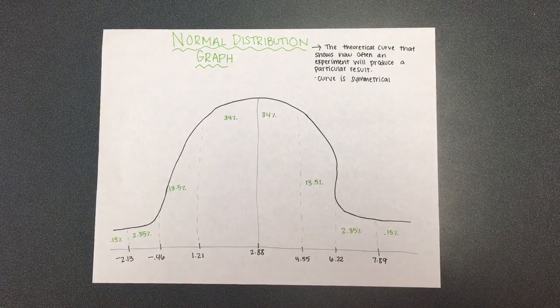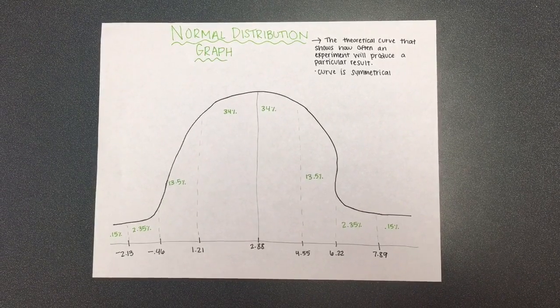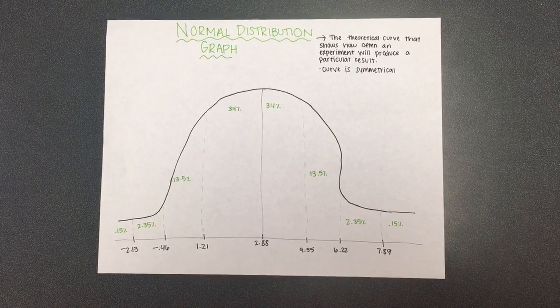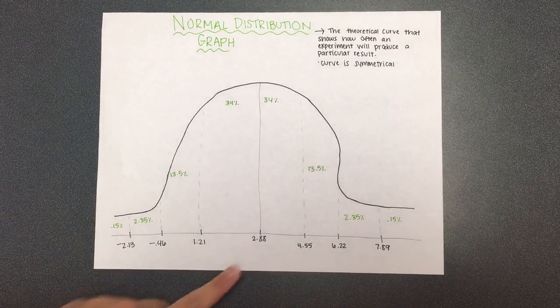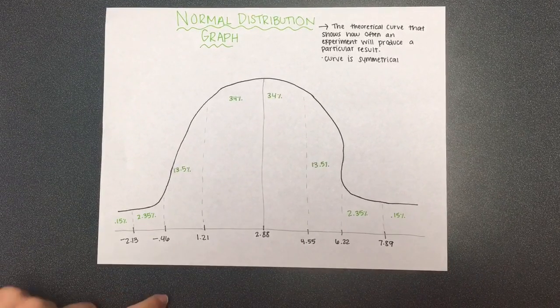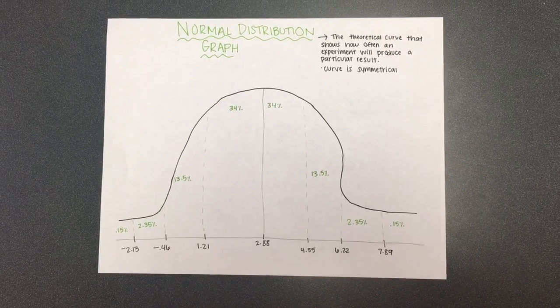Lastly, we had our normal distribution graph, which is a theoretical curve that shows how often an experiment will produce a particular result. This curve is symmetrical, and we started with our mean of 2.88 and then added and subtracted 3 standard deviations on each side to appropriately get our standard deviation lines.